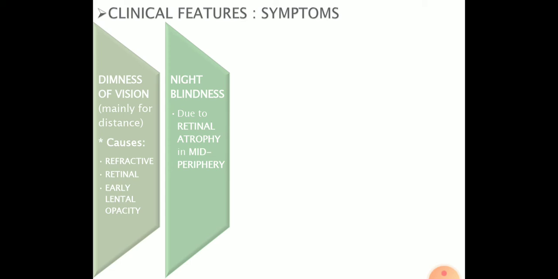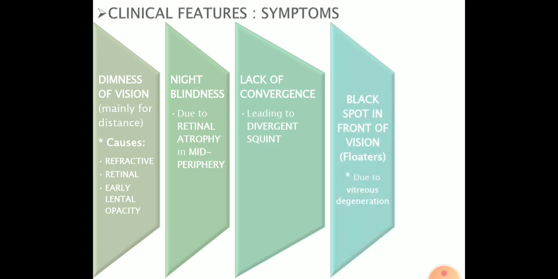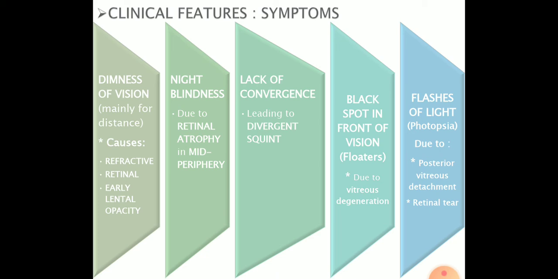Clinical features of myopia. First, symptoms: dimness of vision, mainly for distance. Causes: refractive, retinal, early lental opacity. Night blindness due to retinal atrophy in the mid-periphery. Lack of convergence leading to divergent squint. Black spots in front of vision, which are called floaters, due to vitreous degeneration. Flashes of light, that is photopsia, due to posterior vitreous detachment or retinal tear.